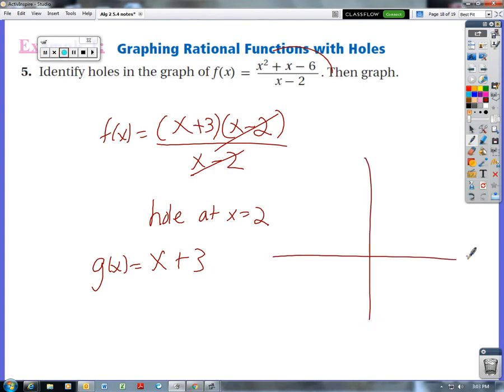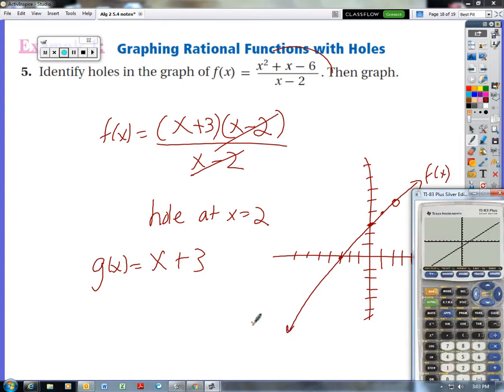So if I want to graph that, I can do it pretty quickly, because this is a fast line to graph. It's just the y-intercept of 3 and a slope of 1. Up 1 over 1, down 1 over 1, and it's going to cross over here at negative 3. This is what f looks like, but f has a hole at x equals 2, so I have to go over to 2 and then come straight up until I hit the line. Right there is a hole. So this is f.